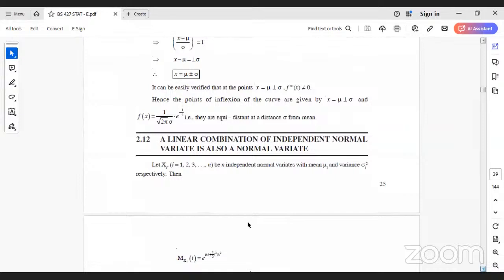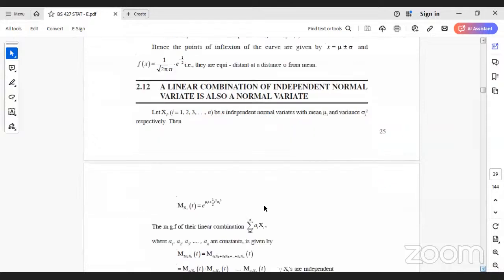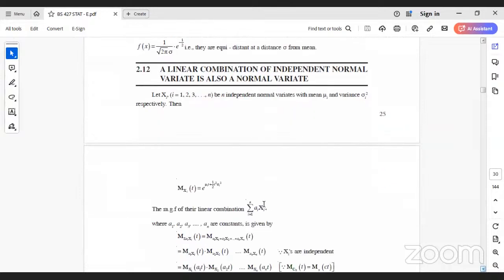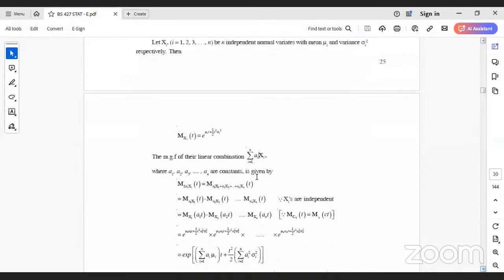A linear combination of independent normal variates is also a normal variate. Let xi, i equal to 1, 2, 3 and so on, be independent normal variates with mean mu i and variance sigma i square respectively. Then M of xi at t is equal to e power mu i t plus 1 by 2 t square sigma i square. The moment generating function of the linear combination sigma ai xi, where a1, a2, a3 and so on are constants, is given by M of sigma ai xi at t. We are simplifying this one: M of a1 x1 plus a2 x2 plus a3 x3.